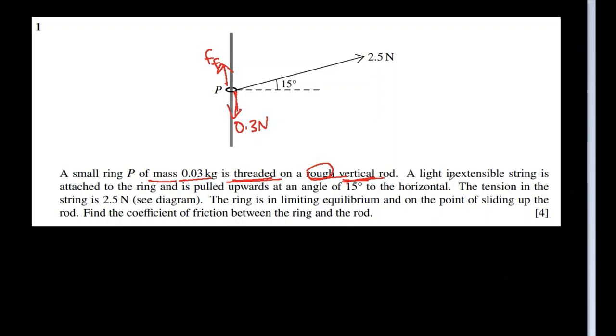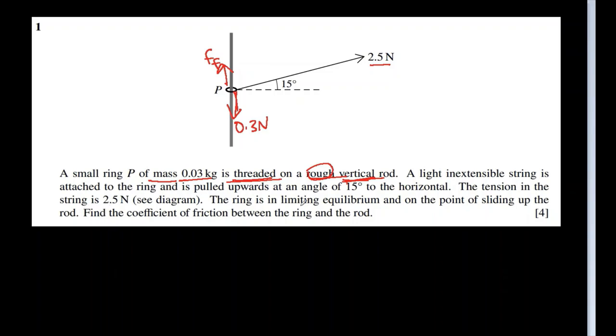A light inextensible string is attached to the ring and pulled upward at an angle of 15 degrees to the horizontal. They have already drawn that, 2.5 newtons, 15 degrees to the horizontal. And inextensible string means it has no role whatsoever in the motion of the ring or stopping of the ring. It is just a weightless string. The tension in the string is this.